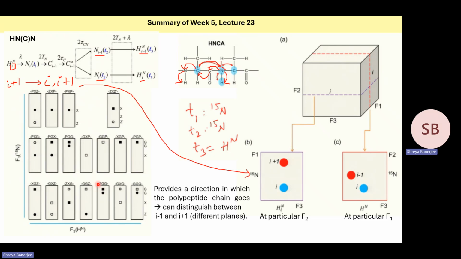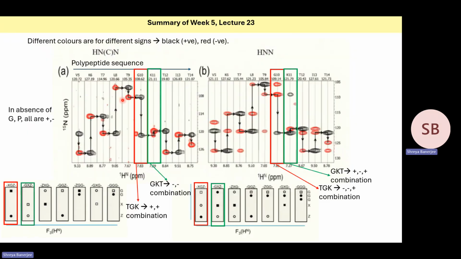So by observing the unique sign combinations in glycine, you can immediately understand when a residue is a glycine, and that will act as a checkpoint when you are deriving the sequence of the polypeptide. Now here an example is shown of how this is done.